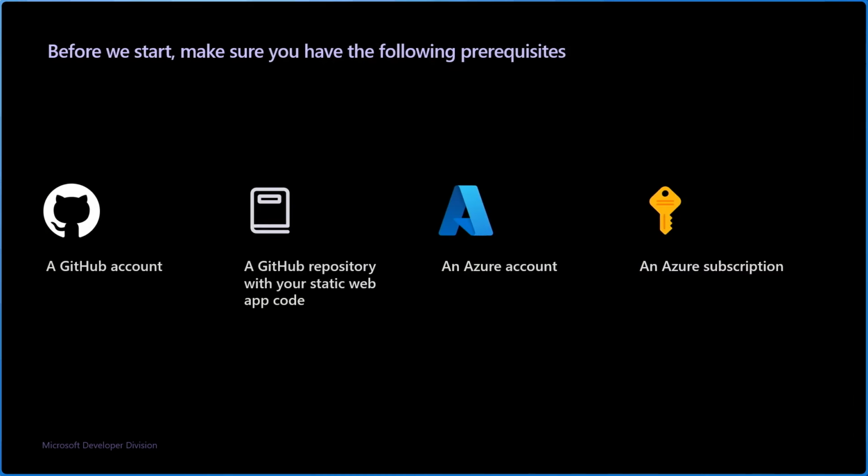So before we begin, there are some prerequisites that we will need. 1, a GitHub account. 2, we need to have a GitHub repository to host our static web app, the code for our static web app. And 3, an Azure account and an Azure subscription within that account.